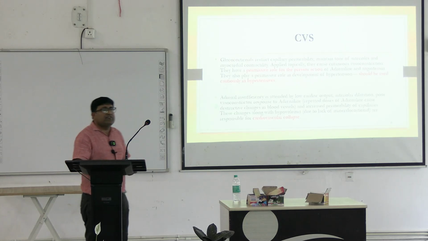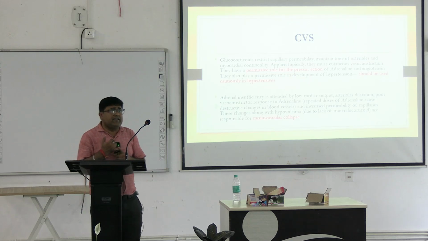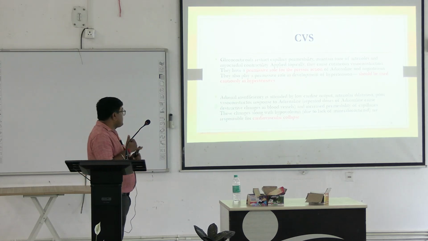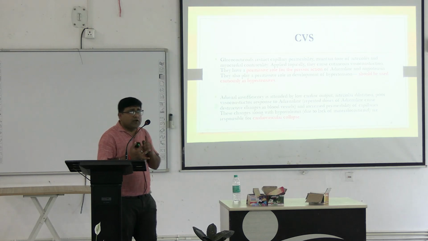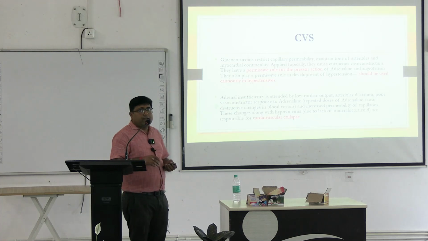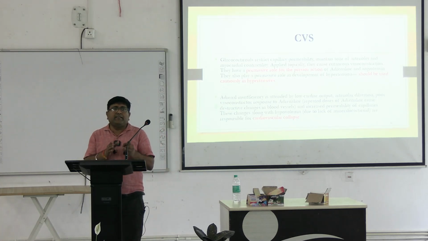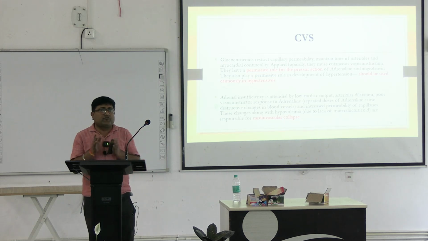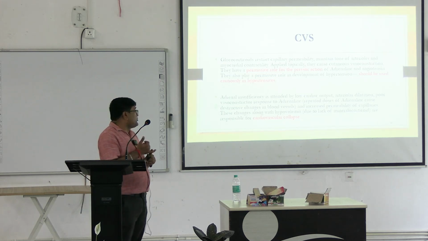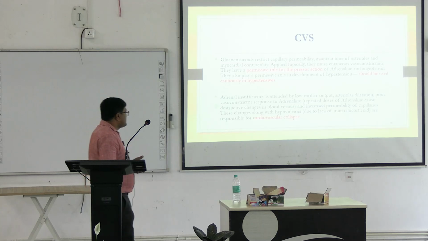Coming to the cardiovascular system, glucocorticoids decrease the capillary permeability, they maintain the arteriolar tone, and they also increase the myocardial contractility. The action on blood pressure is permissive. They facilitate the pressor response of adrenaline and angiotensin, and they should be cautiously used in hypertensive subjects.